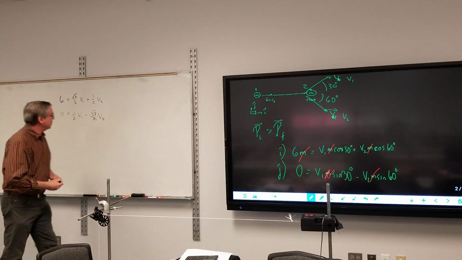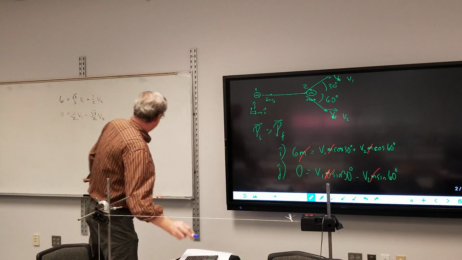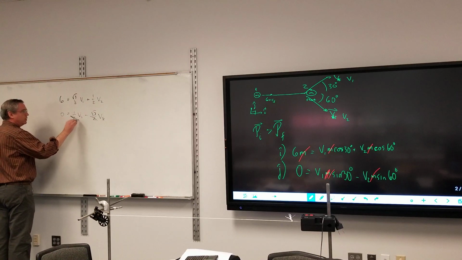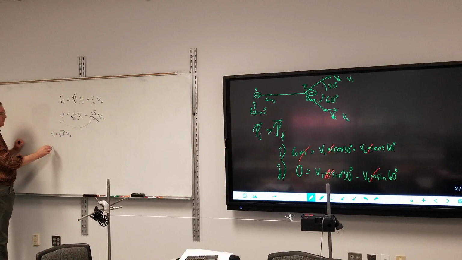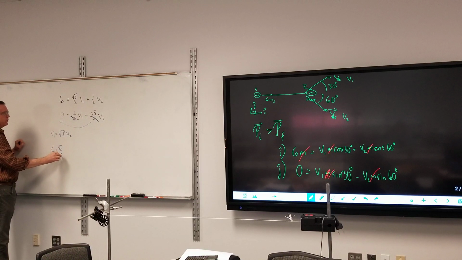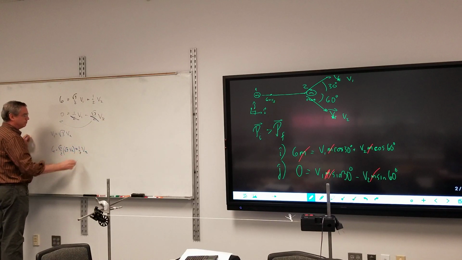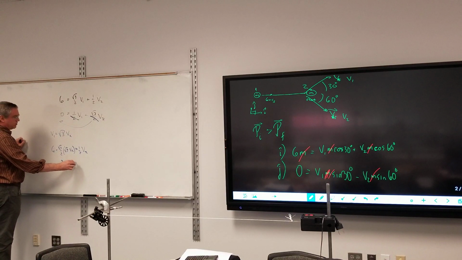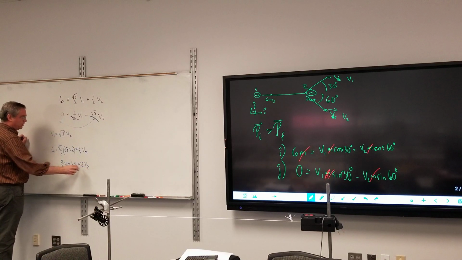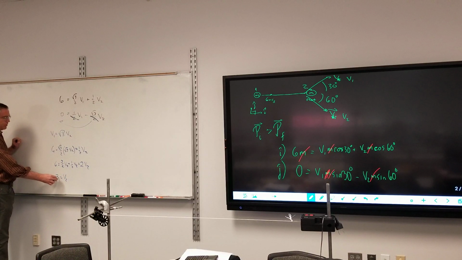Surely one of these will work. Multiply everything by 2. Those 2's go away. Bring this over to the other side, so v1 is equal to the square root of 3 times v2. Pop that in up there, I get 6 is equal to the square root of 3 over 2 times the square root of 3 v2 plus 1/2 v2. So this is 3/2 v2 plus 1/2 v2, which is 2 v2. So v2 equals 3 meters per second.